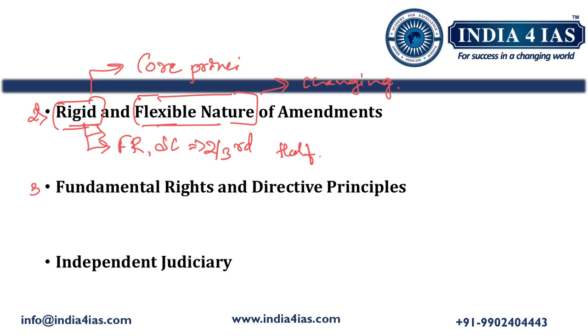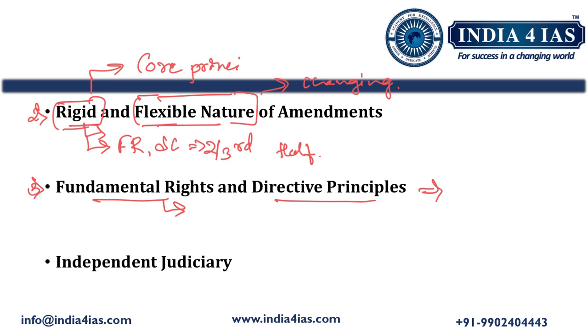Then the third feature is fundamental rights and directive principles of state policy. So the fundamental rights provide a strong foundation for individual freedoms and rights, and these are enforceable in the court of law. Whereas the directive principles of state policy guide the state in making policies and laws but are not justiciable in nature. So they are not justiciable in the court of law.